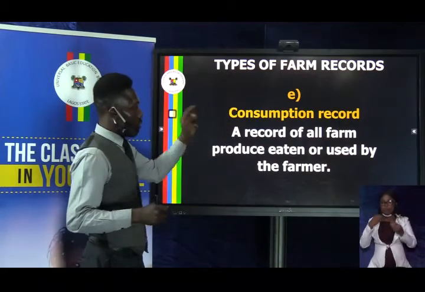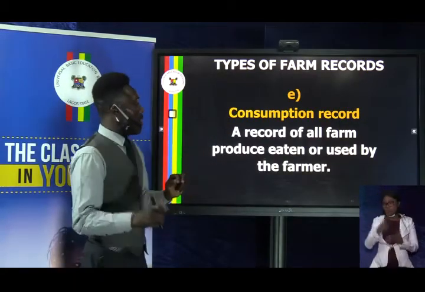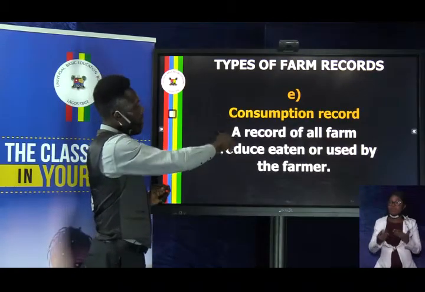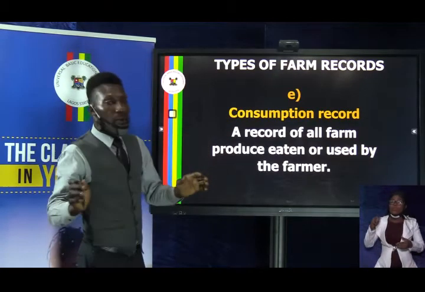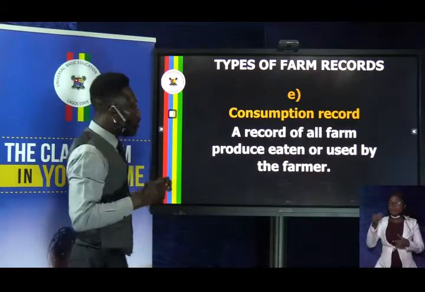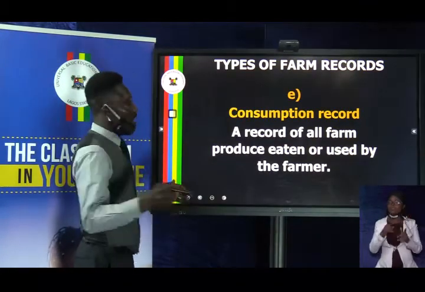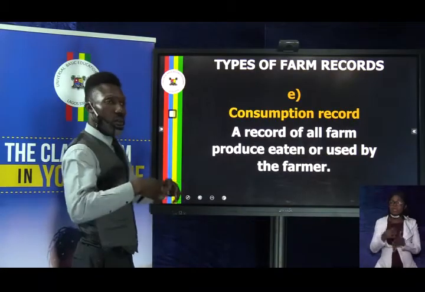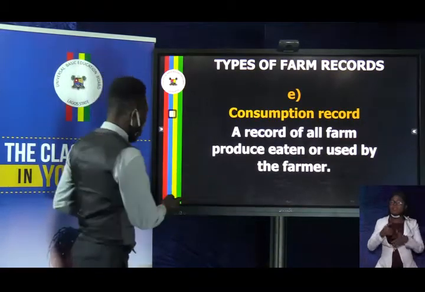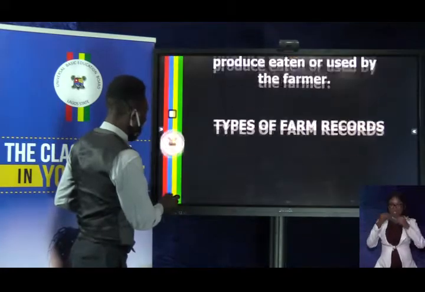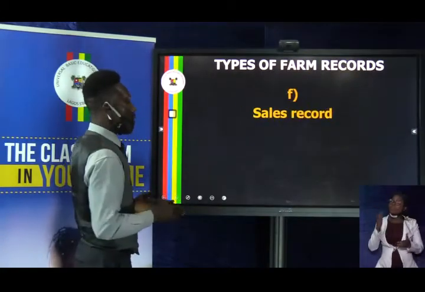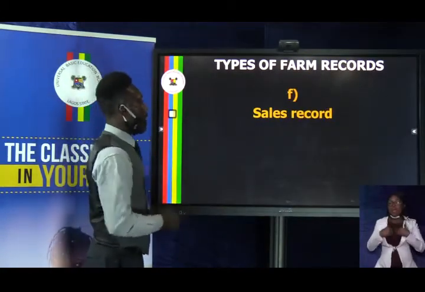Consumption, you know what it means. As the name implies, we use it to record all farm produce eaten or used by the farmer. So you record it. You don't just use any of your produce or eat it and let it go away. You record it to know if you have eaten too much or you need to stop eating some of your produce so that you have a lot at the end.